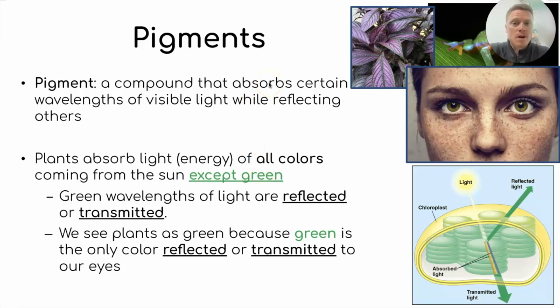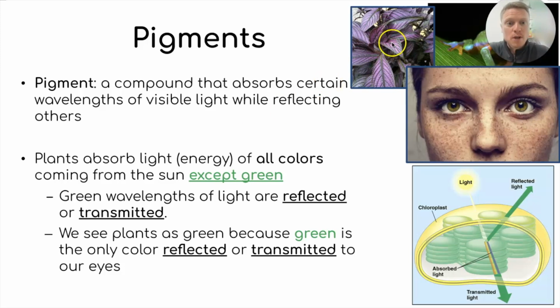The pigment that you are probably familiar with in plants is the green pigment called chlorophyll. A pigment is just a compound that can absorb certain wavelengths of color, and it reflects other wavelengths of light. Plants absorb all the colors that are coming from the sun. They absorb blue, they absorb red, orange, and yellow, but they don't absorb green light. They actually reflect green light, and so that's why we see green as the plant color. That's why plants are typically green.